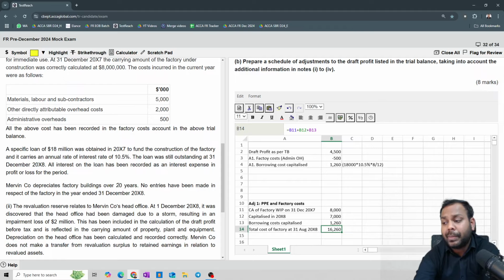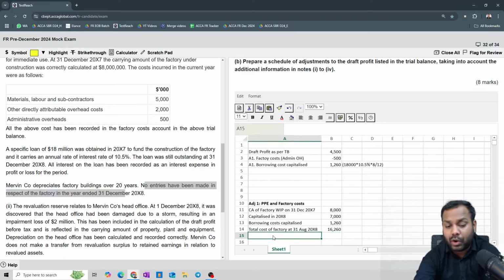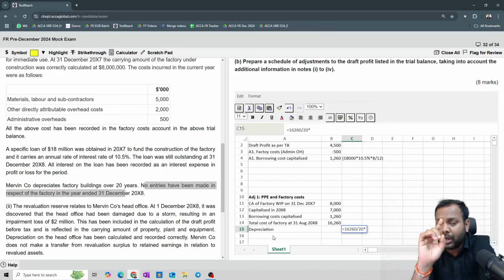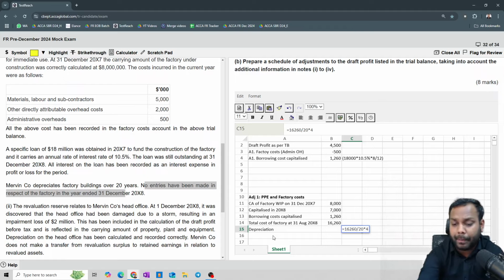Now we depreciate the building over 20 years. No entries have been made in respect of factory for this one, so now we have to account for the depreciation of the factory. Depreciation will be 16260 divided by 20 multiplied by how many months? August done. September, October, November, December: 4 months. So into 4 by 12.